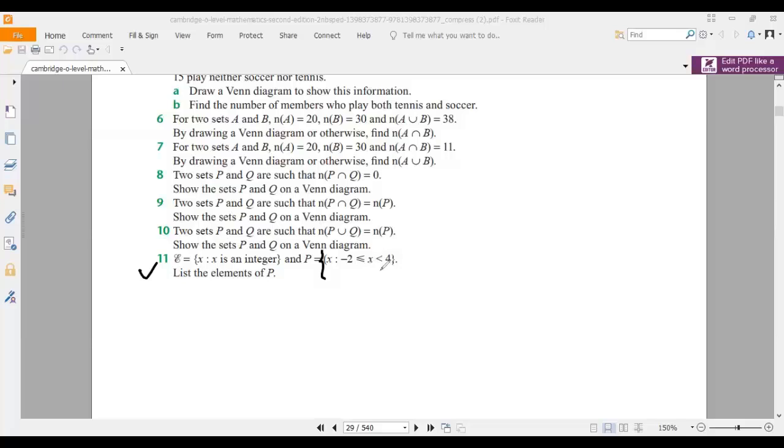Okay, so here the question starts from minus 2. So we can say the list of elements of P will be minus 2, minus 1, 0, 1, 2, 3. We cannot take 4 because the question says less than 4. Here, why are we taking minus 2? Because it says less than or equal to. That's why, okay? We cannot take any other number for this one.